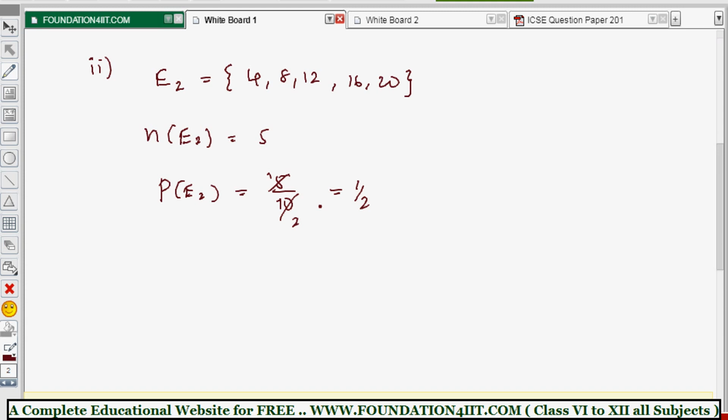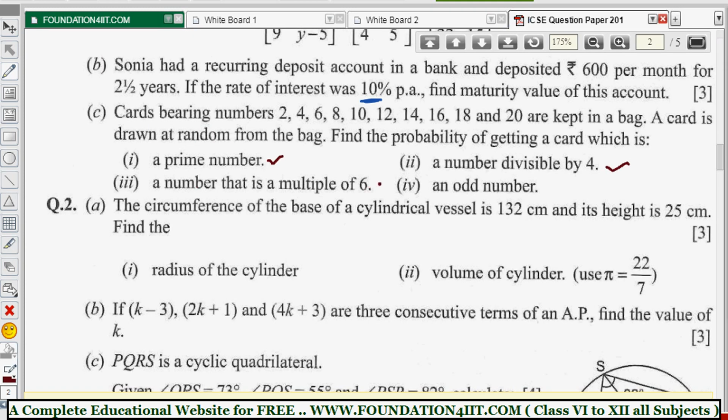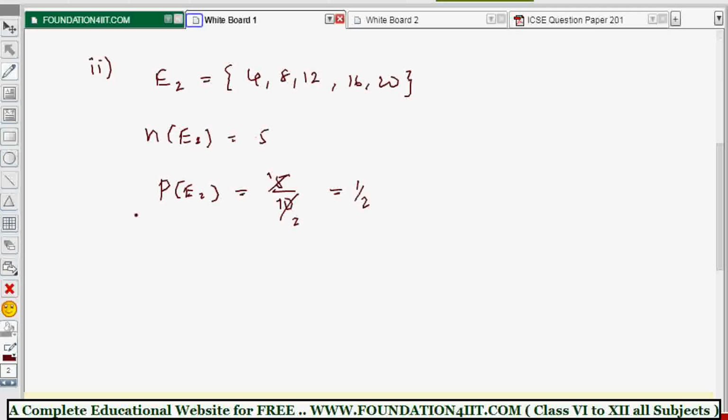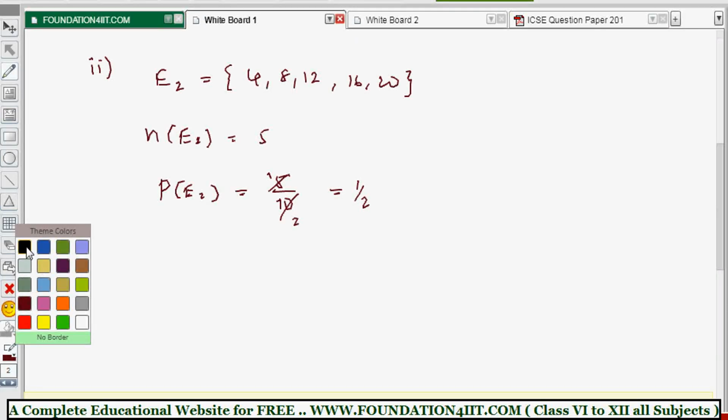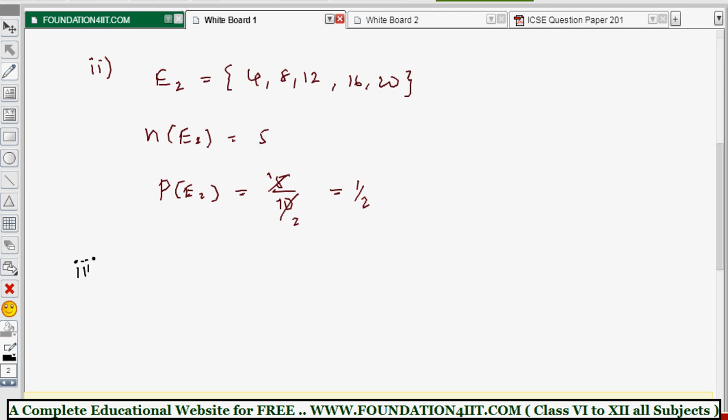And next, the third one: a card is drawn, a number which is a multiple of 6. Take that as E2. Multiples of 6 here are 6, 12, 18, that's it, because after 18 the next number is 24, but there is no 24 in this. Only 3. Then n of E2 is equal to 3, right?